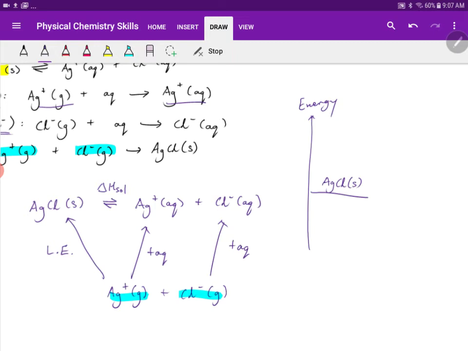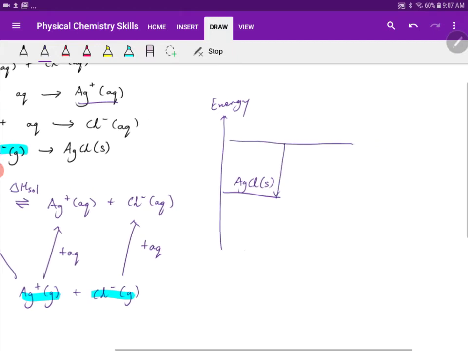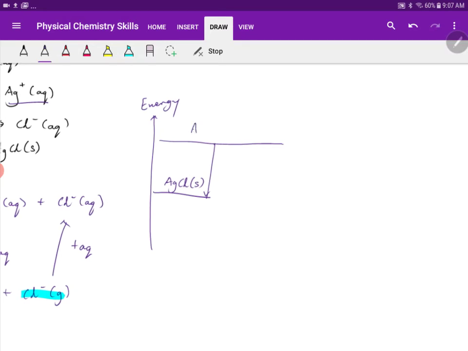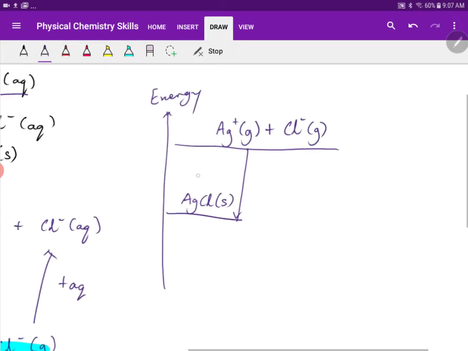The first thing we know is that the lattice energy itself to form this solid will always be negative. It's always exothermic because bonds are formed. Likewise, when we are undergoing hydration, it will also be exothermic because water molecules surround the ions, and so bonds are also formed.